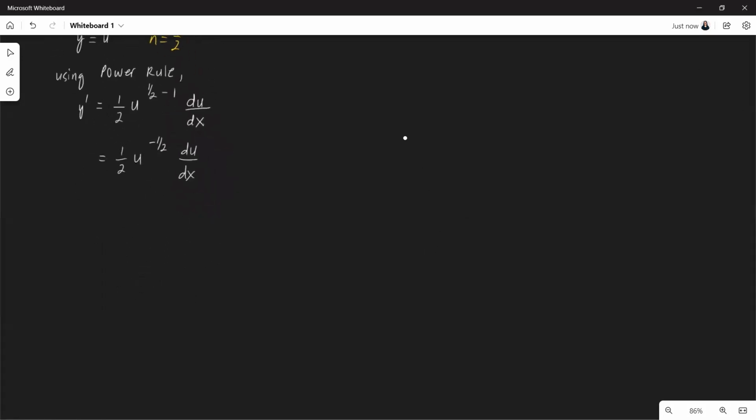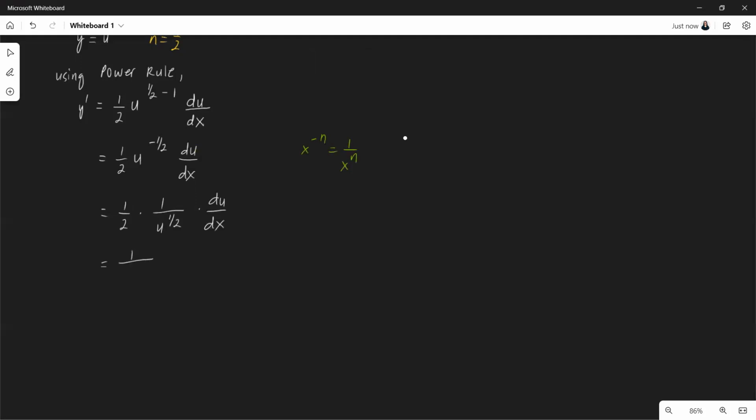Then we can transform this exponent into a positive value if we apply one of the laws of exponents. Now if we have x raised to the power of a negative number, we can write it as 1 over x raised to the power of positive n. So we can write this therefore as 1 over u raised to the power of 1/2, and then multiplied by du over dx. And if we transform this back to radical form, it's basically square root of u. So multiplied by 2 in the denominator.